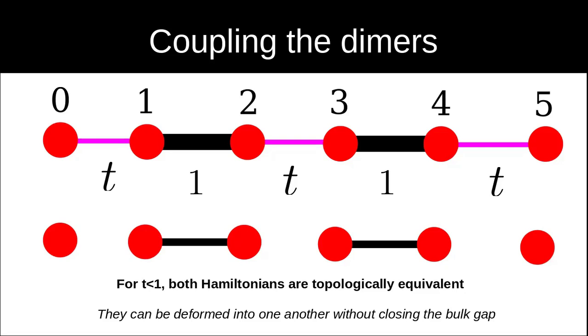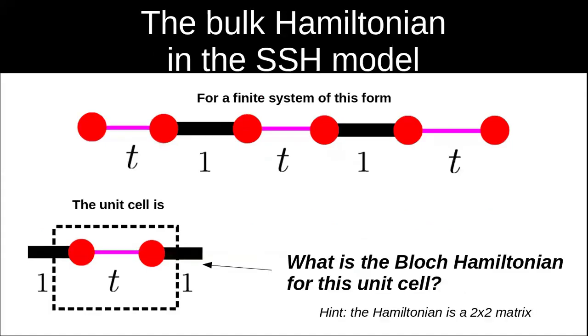There are several ways of thinking about it. You can think that if t is much smaller than 1, you are essentially coupling a zero mode to an insulator, so the zero mode is going to stay there. And you can also think that you can actually deform these Hamiltonians onto each other. So you can show that they are topologically equivalent.